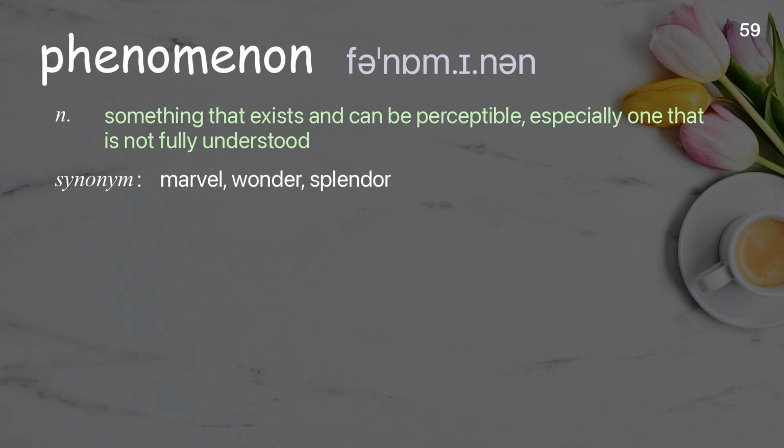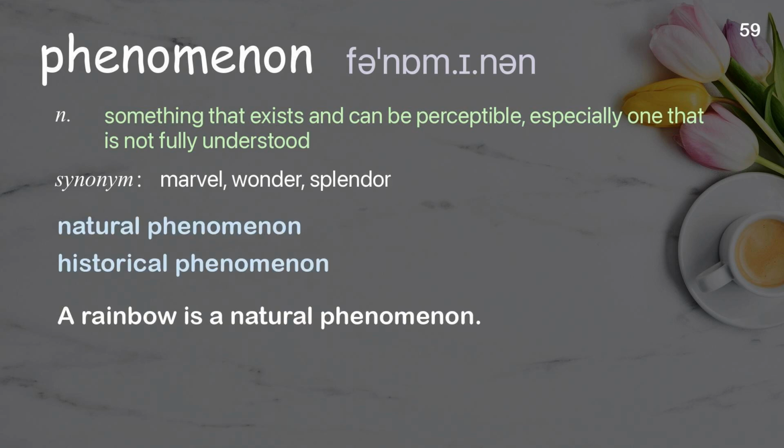Phenomenon: Something that exists and can be perceptible, especially one that is not fully understood. Examples: Natural phenomenon, historical phenomenon. A rainbow is a natural phenomenon.